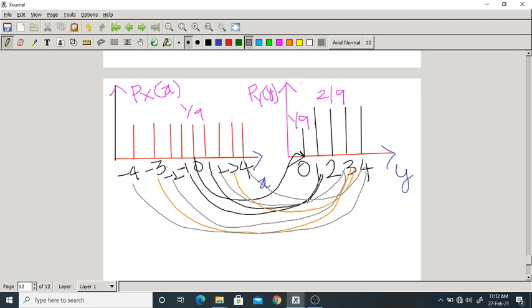So 0 remains as it is. At 0, they remain same. How to get 1? You add -1 and +1. How to get 2? You add +2 and -2. How to get 3? Add this and this. How to get 4? Add +4 and -4.